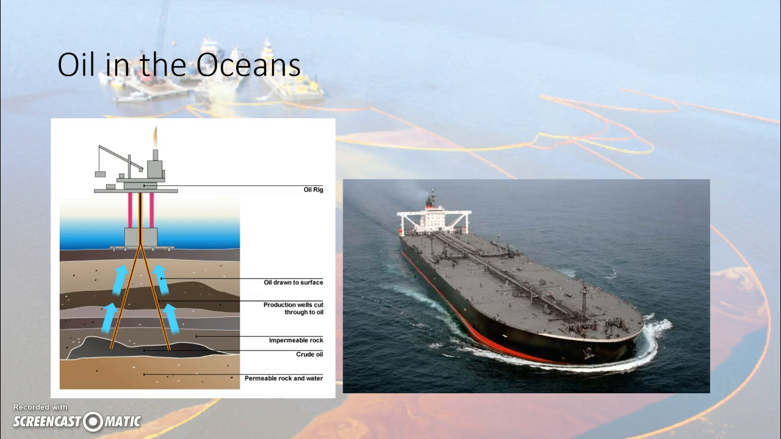Now, oil can be found in pockets below the seabed, which were formed over millions of years by the breakdown, the cooking, and the pressurization of dead sea creatures and organic matter that's buried below the mud on the bottom of the ocean, and you can see that on the diagram on the left.